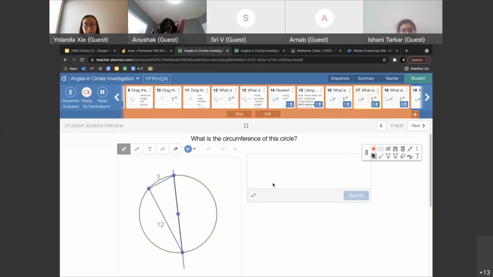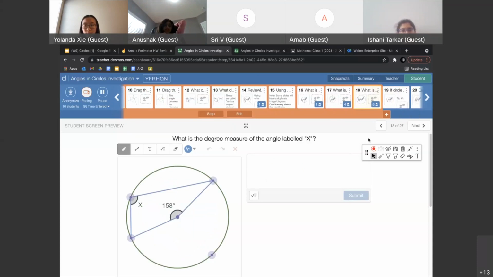I forgot I had to write the answer on the thing. So I forgot, and I typed 13, and I forgot, oh, it is 13 pi. Shoot. I'm dumb. It's okay, we all make silly mistakes.